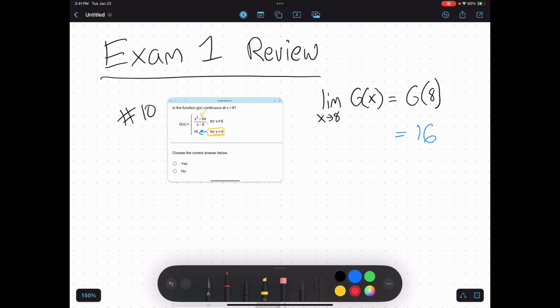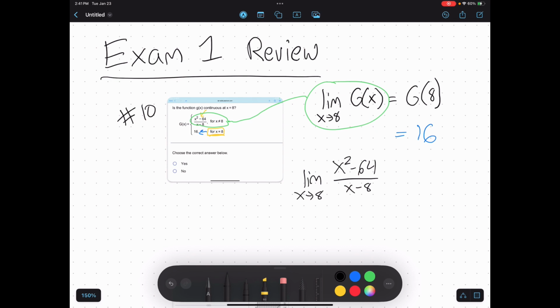Well, for my limit, if I'm concerned about my limit, which part of the piecewise function am I looking at? I'm looking at this piece. Because if I'm taking the limit, I'm looking at x values close to 8. So values that are not equal to 8, which means I'm looking at the other part of my piecewise function. So what it kind of boils down to is this question. What is my limit as x approaches 8 of x squared minus 64 over x minus 8?